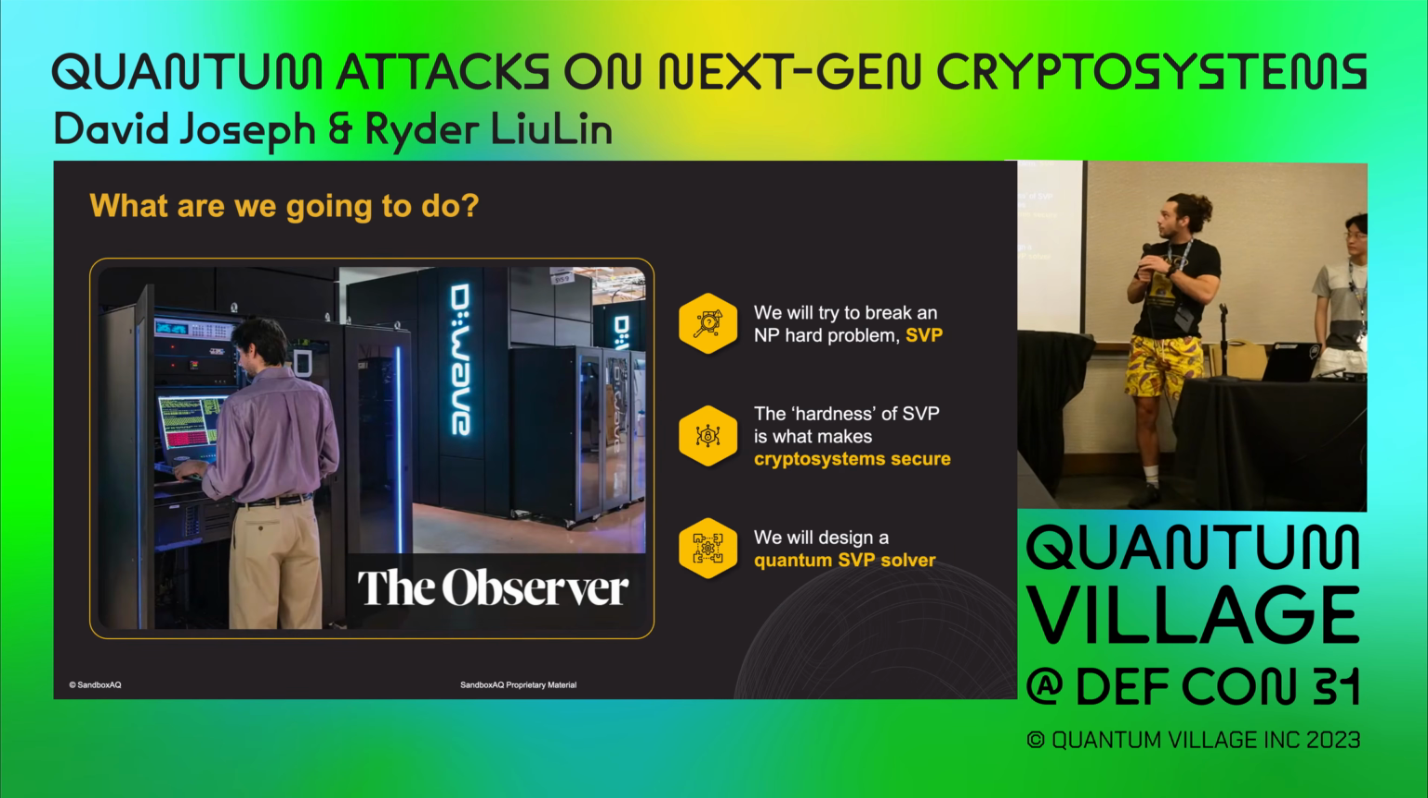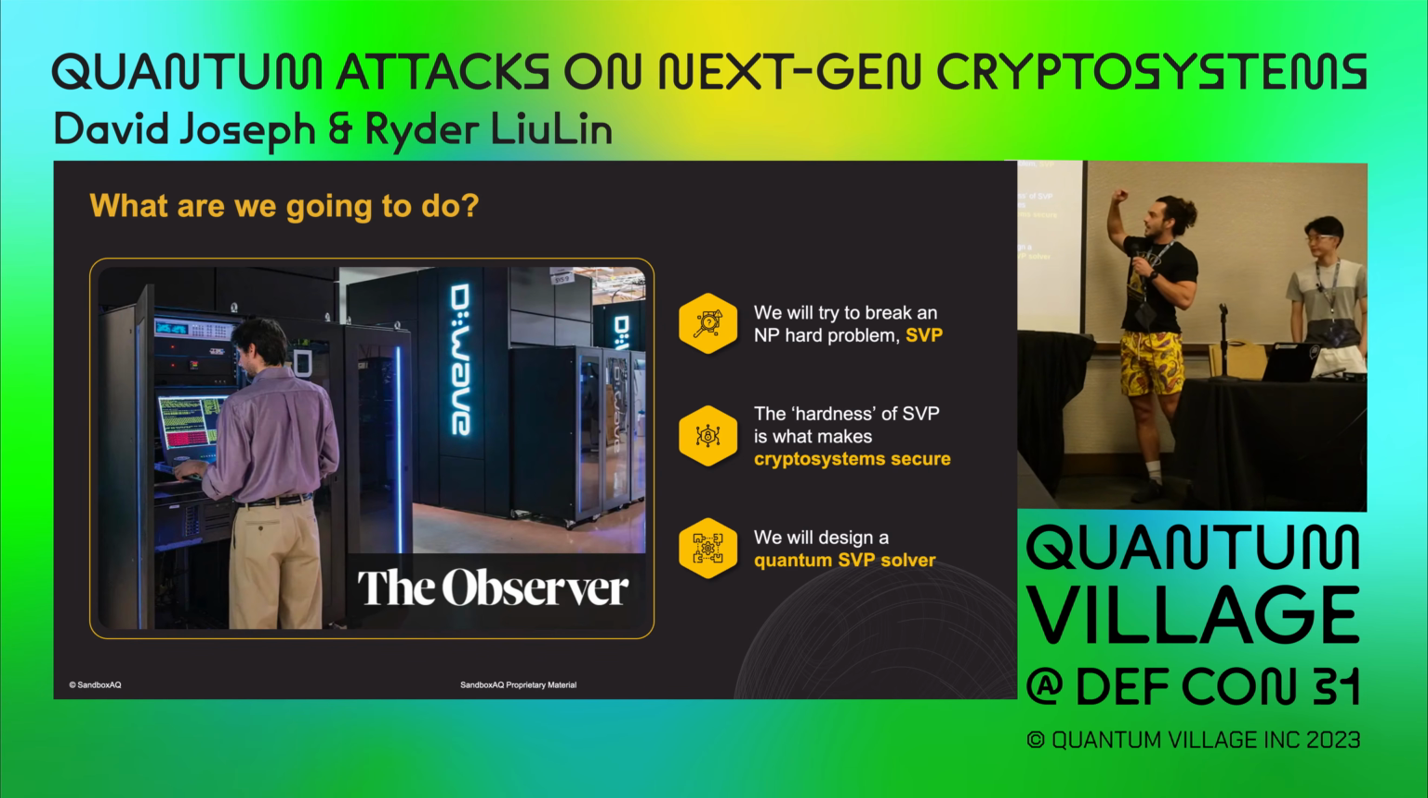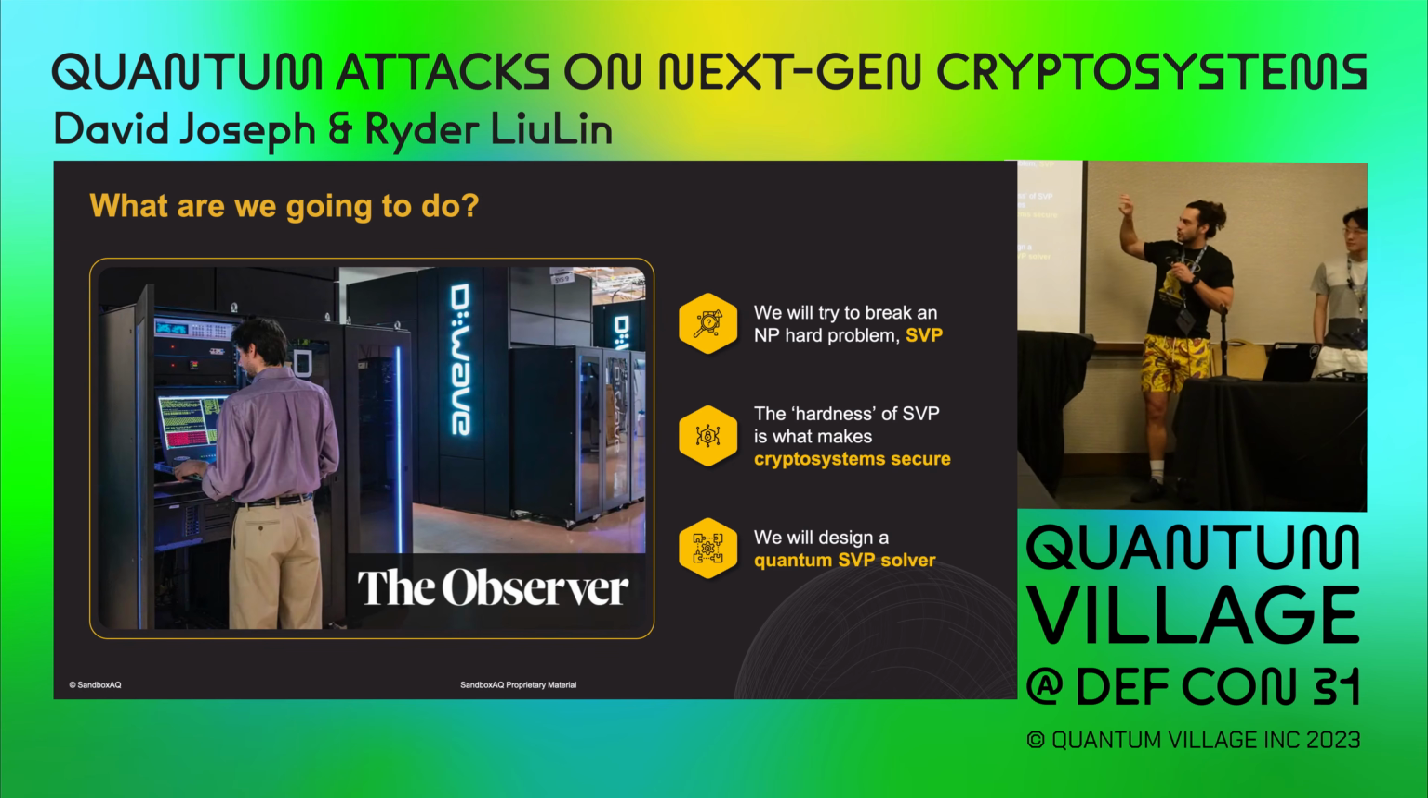So what are we going to do? We're going to try and have a crack at this NP-hard problem, the shortest vector problem. And this is one of the problems which underlies these next generation cryptosystems, which are based on lattices, right? It's a really cool family of cryptosystems. We're going to talk a little bit more about how that's taken off. And it's the hardness of solving this shortest vector problem that makes cryptosystems secure.